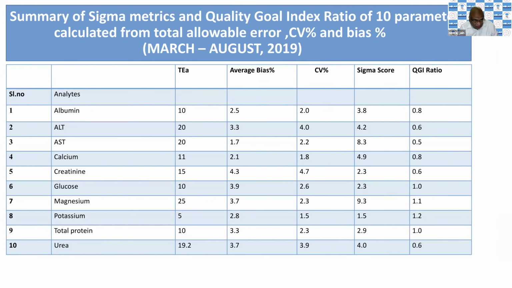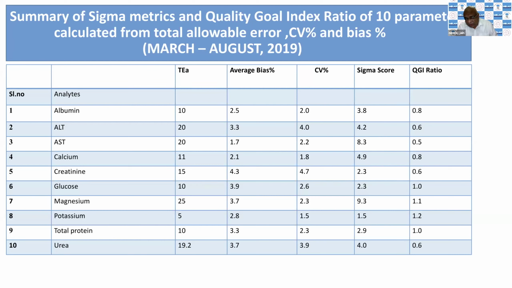So now we are using this. We have total error allowable from reference. We have bias percentage from our EQAS, CV% from our IQC. Now we have calculated sigma score for different analytes. So then we realized for creatinine, glucose, total protein, this sigma value is less than 3.